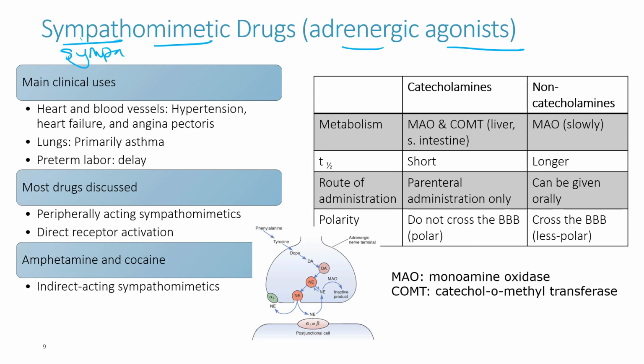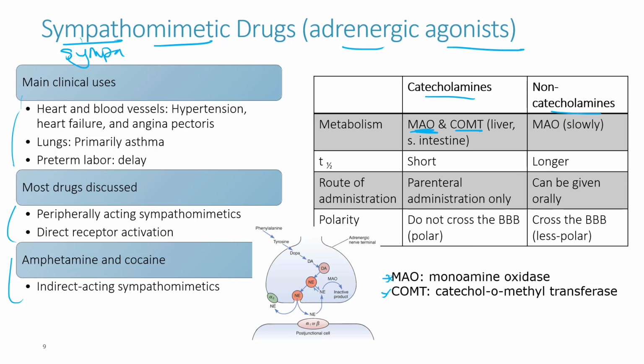So you've got the main clinical uses over here, and then some different drugs over here. If we look at the chemical structure of the drugs in the adrenergic agonist category, you can see that they're divided into two different categories, catecholamines and non-catecholamines. This refers to basically how quickly they are metabolized by different enzymes, right? So you've got monoamine oxidase, and then you've got catechol-O-methyltransferase.